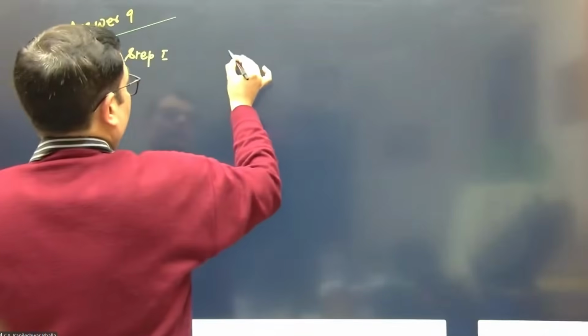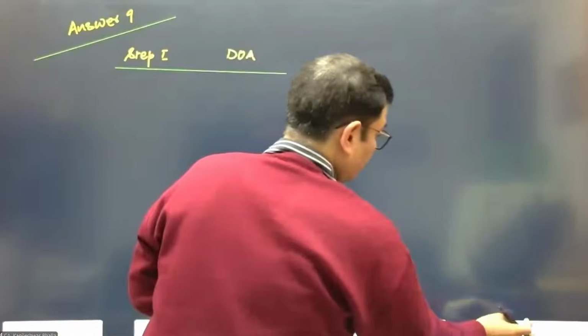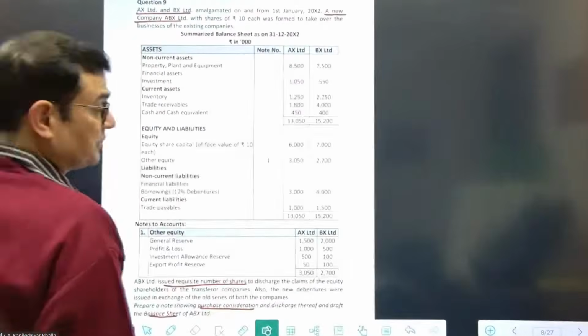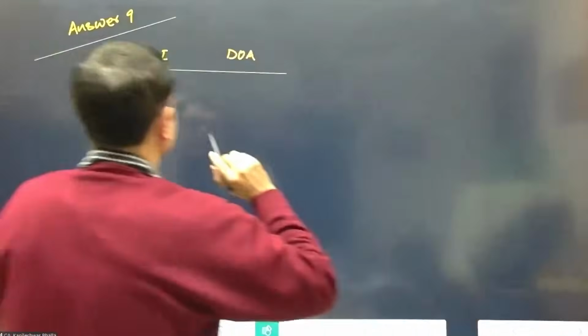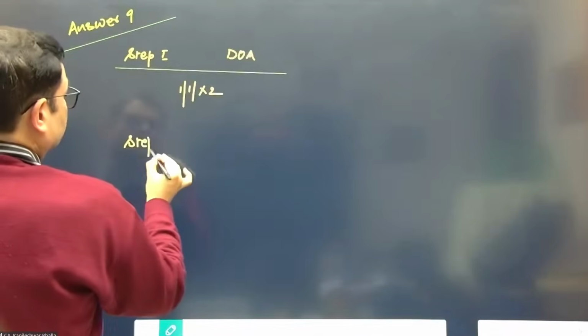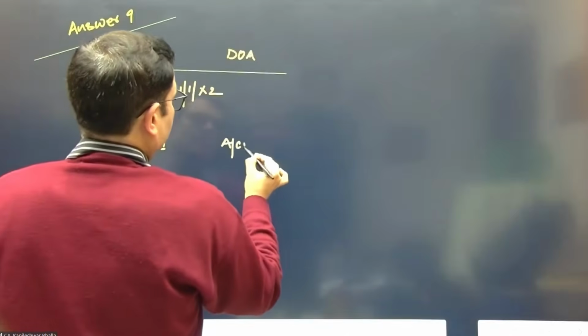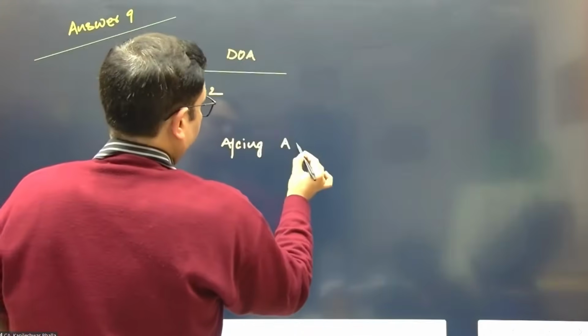The first thing we're going to do, as usual, is get the date of acquisition, step number 1. As far as the date of acquisition is concerned, it is very clearly given in the question. The date of acquisition is 1st January X2. Then we get on to step number 2, that is identifying the accounting acquirer.